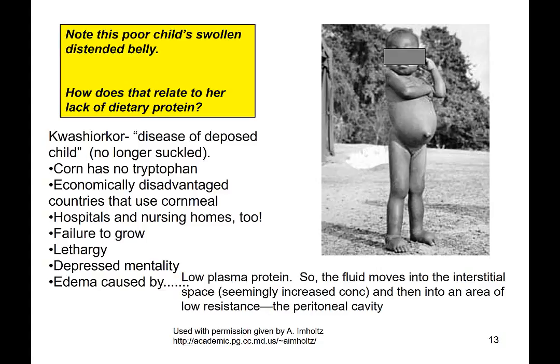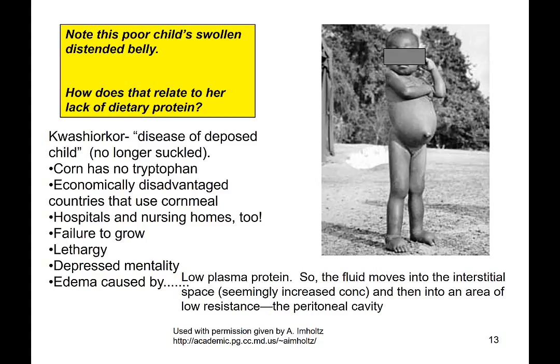So she has Kwashiorkor, which means disease of the deposed child, or displaced. I've read it like that as well. It means that her mother has possibly had another child, and this child that you see in the picture is no longer receiving breast milk. And the breast milk from her mother would have all of her essential amino acids. So in essence, she's no longer being suckled, and now she's on solid foods. She's not getting all of her amino acids.